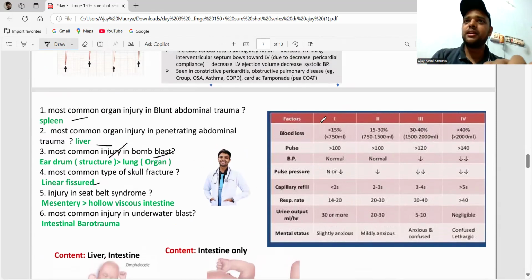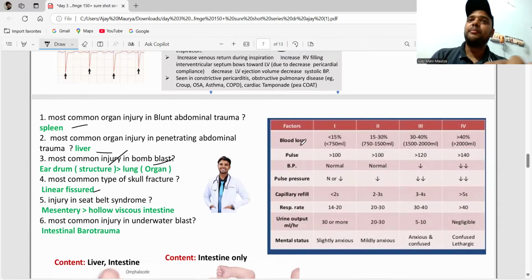Remember here, this is the shock. First of all, you have to remember the blood. This is class 1, class 2, class 3, class 4. You have to remember the blood loss. Class 1 is less than 15%, class 2 is 15 to 30, class 3 is 30 to 40, and more than 40 is class 4.